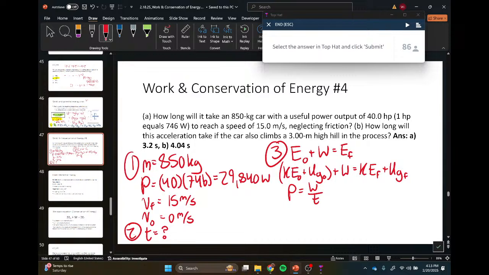All right, so we go to our energy equation. Currently, we don't know the work.